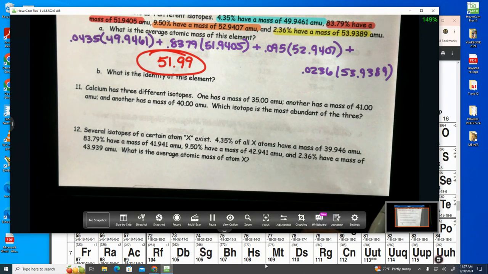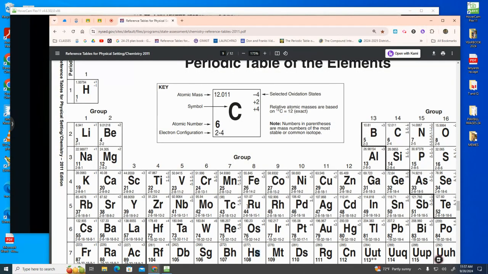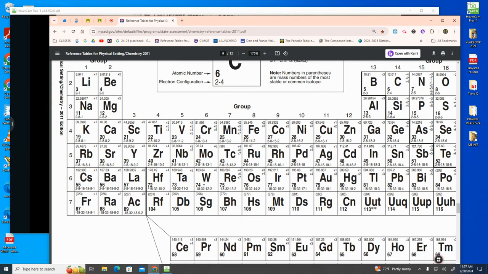Okay, so then we go back to our reference table. Let's see if we can find one that's close to 51. Oh, here we go. 51.996. So what element is this probably going to be? Chromium. I think we deserve a smiley face for that one, because the other one was not good.